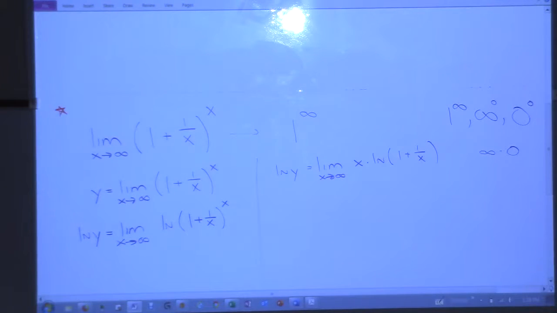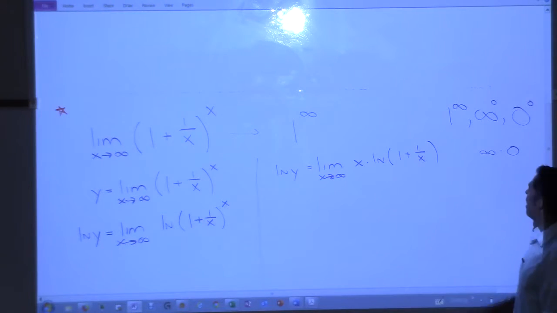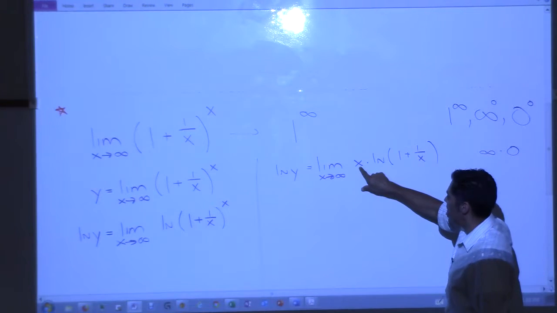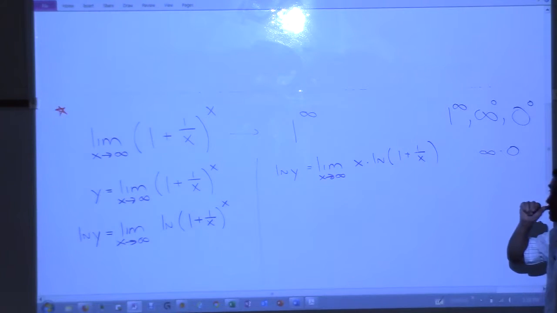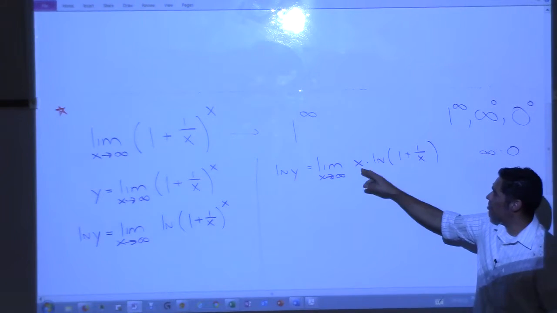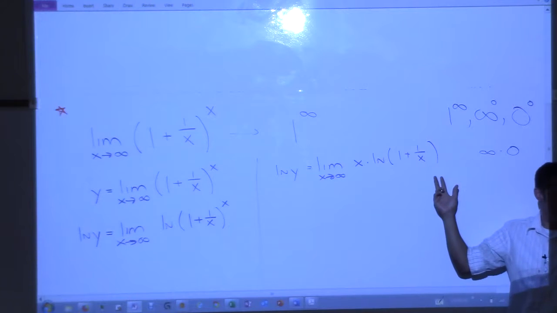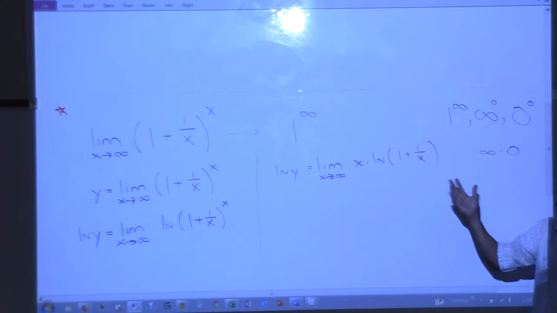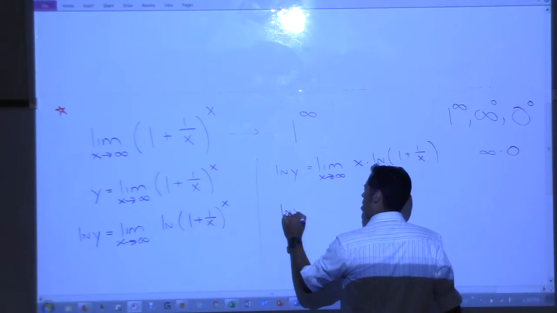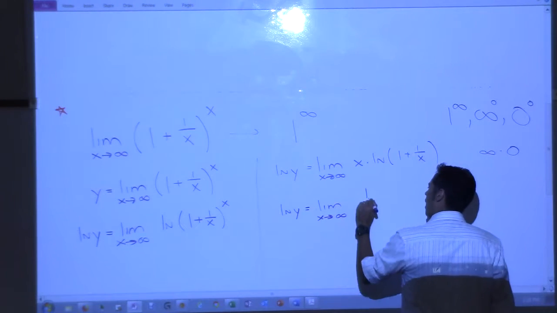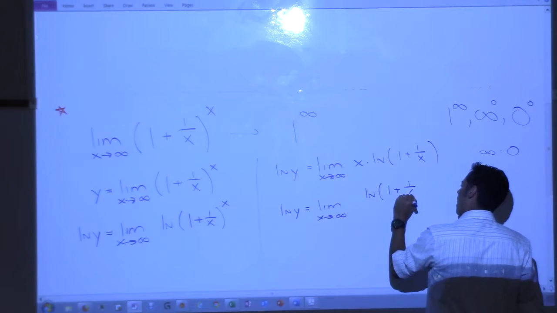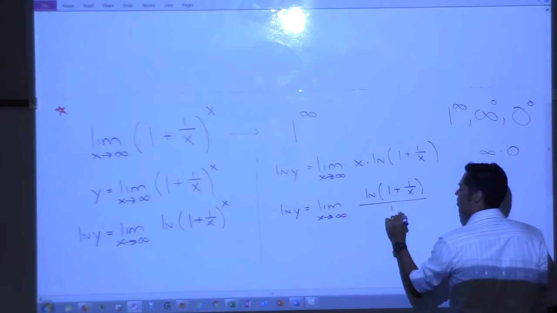We can't confirm that yet. Yeah, we know that this is headed to infinity, and we know this is headed to 0. But we're happy about that because when we have that situation, we know we can just drop 1 down. So what would you rather drop down, the x or the natural log of 1 plus 1 over x? Probably the x, right? Okay, so natural log y equals limit, x goes to infinity, of natural log of 1 plus 1 over x over 1 over x.